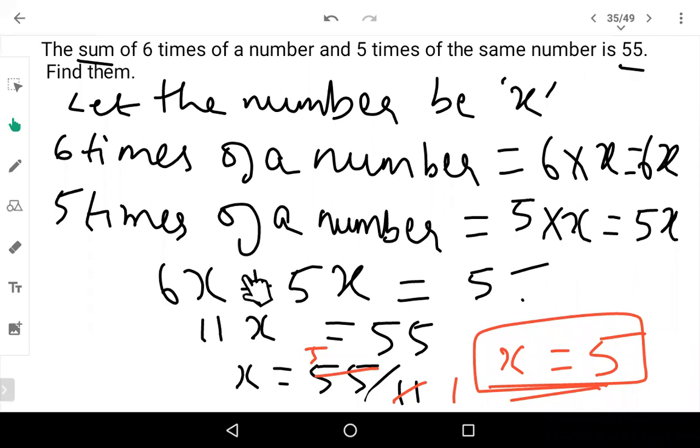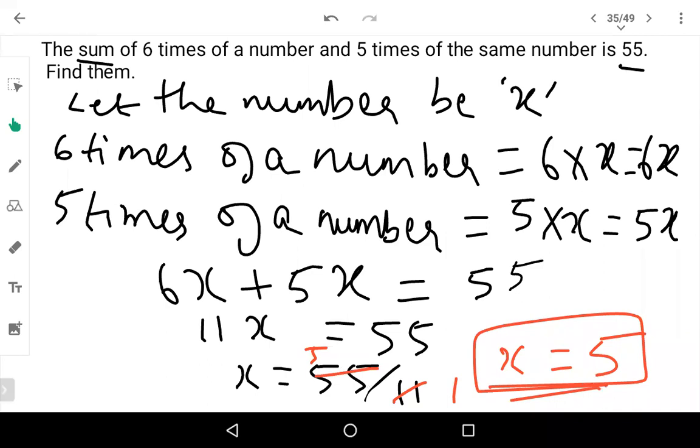And then moving further, 6x plus 5x is equal to 55. That is what we are supposed to know here. 6x plus 5x is equal to 55. That is what is given in the problem. So if we simplify this, that is 6x plus 5x is 11x is equal to 55. So x is equal to 55 by 11. 11 fives are 55, x is equal to 5. So we get x is equal to 5.